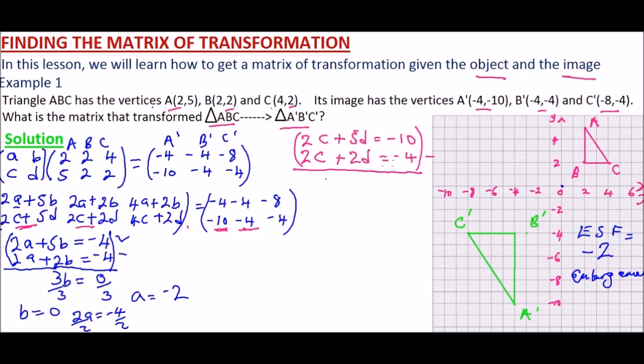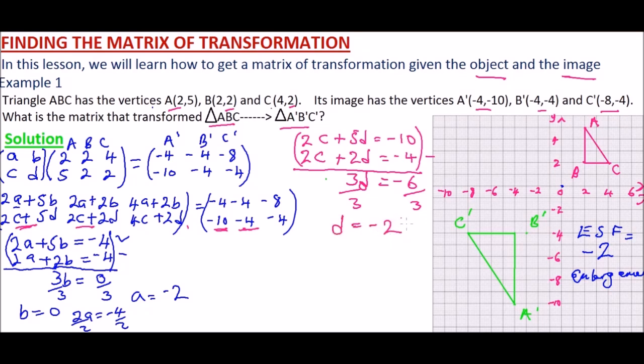So we subtract: 2c minus 2c is 0, 5d minus 2d is 3d. Then we have minus 10 minus minus 4, that will give us minus 6, because minus 4 will change to positive. So we divide both sides by 3, and you find that d is equal to minus 2.